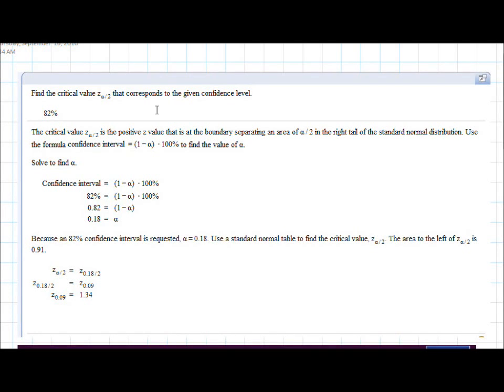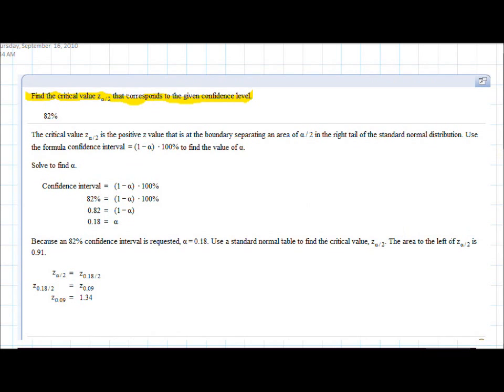Okay, this is from 7-2, and in this case we are finding the critical value with the confidence level. So let us go and look at how to do this and figure out even what we're doing here.